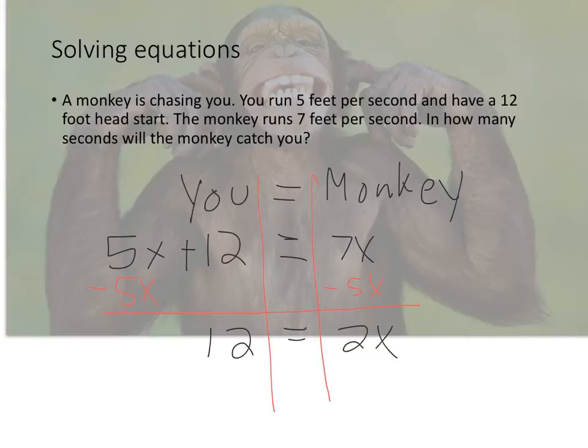Well, now all we have to do is separate this variable from the numbers. Remember, teenagers don't want to be around the other numbers. So we divide by 2, because this is 2x, 2 times x, which leaves us with x is equal to 6. So it takes 6 seconds for the monkey to catch you.